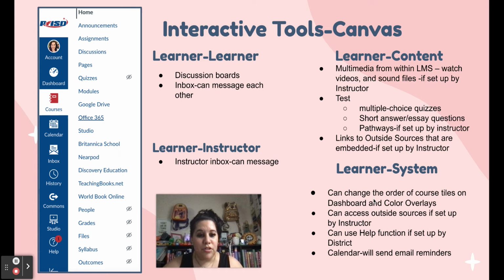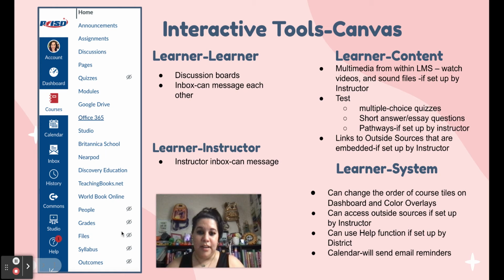And then with Learner to System, when the students are on the dashboard of their Canvas account, they can change the order of the course tiles, and they can add or take away color overlays on the images for their courses. They can access the outside sources like what I just showed you if those are set up by the instructor. There's the help button down here.